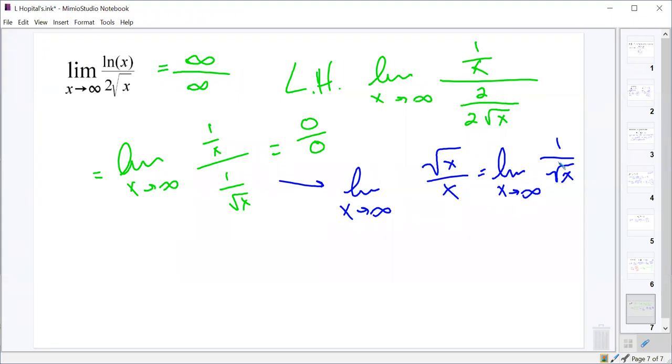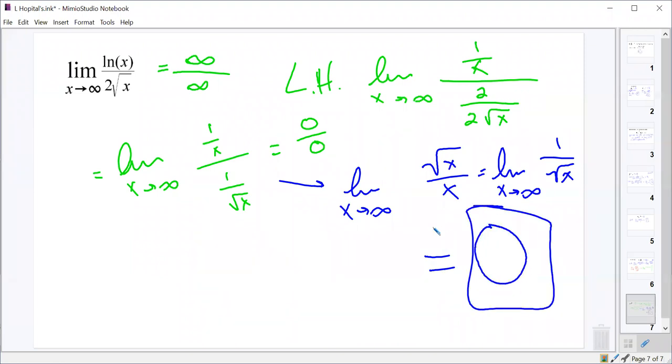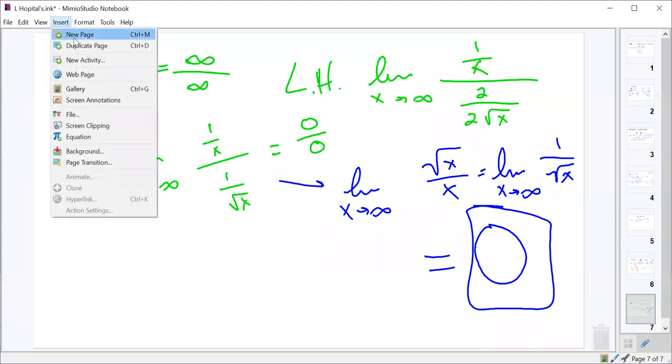Now if we plug in infinity, we just have 1 over infinity. And what's 1 over infinity? 0. It is nothing. Yep. Good? Any issues or questions on that? All right. We'll talk about one more thing.